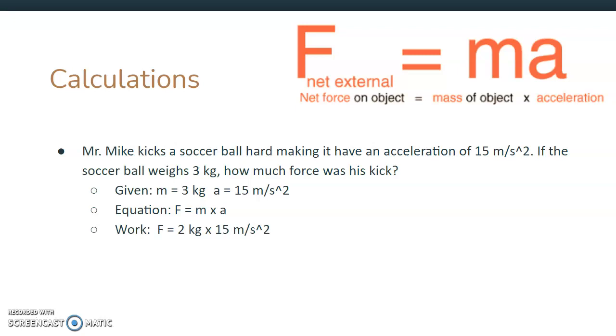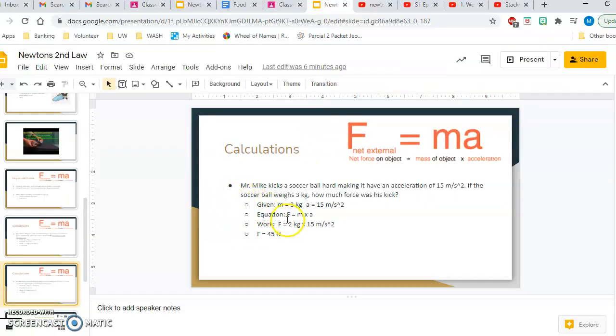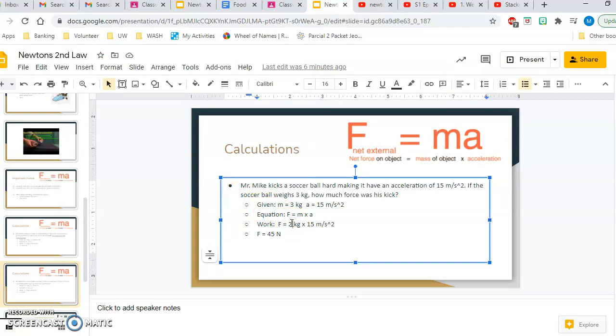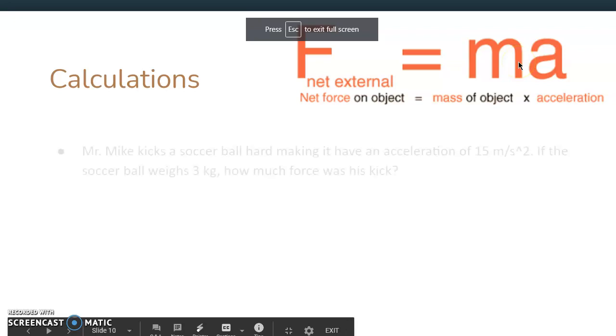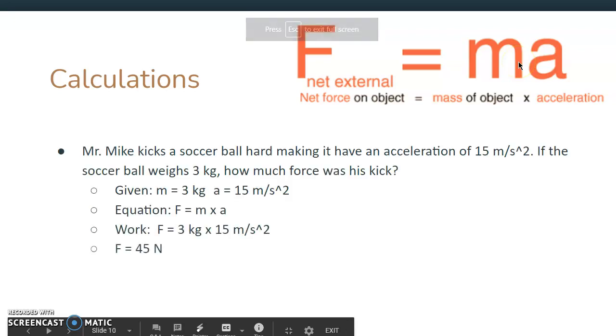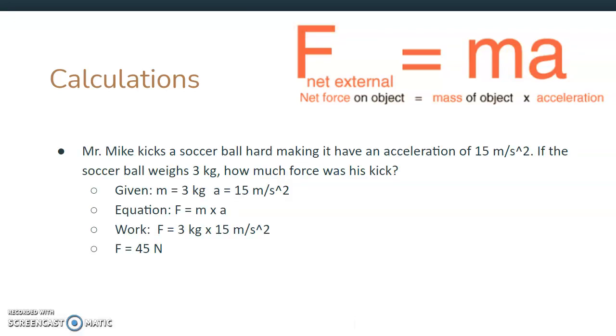So we're going to end up having 3 kilograms times 15 meters per second squared. Oh, sorry, this should be a 3. Sorry, I had a mistake in my presentation there. So F is equal to 3 times 15 meters per second squared. Sorry about that. And so our answer is 45 newtons.